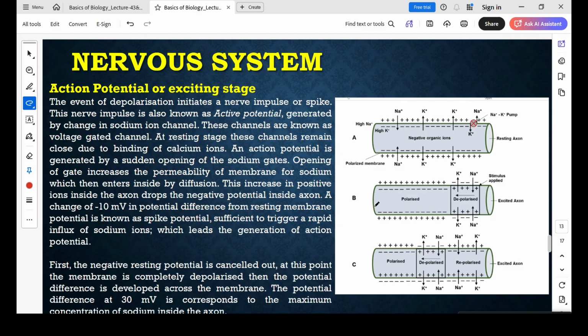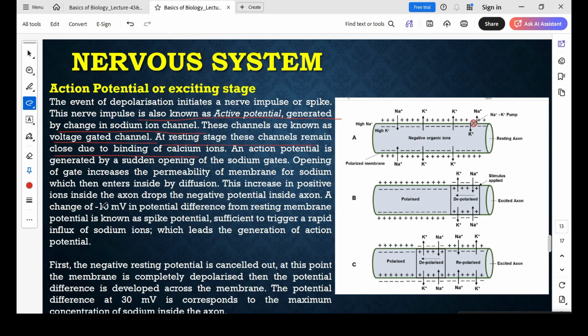Then, when there is an impulse or a spike, there is depolarization. That implies that the potential of the axon is increasing. The nerve impulse is known as an action potential, generated by change in sodium ion channels. These are voltage gated channels. At the resting stage, these channels remain closed due to binding of calcium ions.